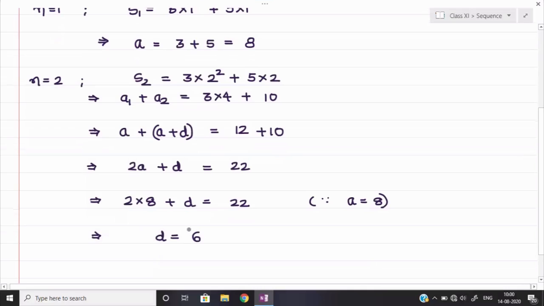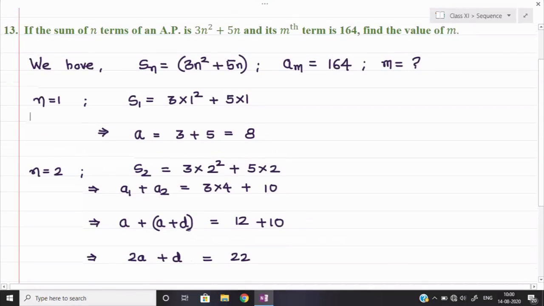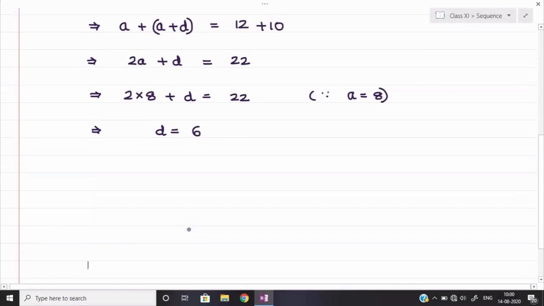Okay. Now see the second given. What is the second given? The value of the mth term is given here as 164. So now we shall write AM is equal to 164, that is given to us. Now if I expand AM by the formula of AN, that will become A plus n minus 1 into D is equal to 164.